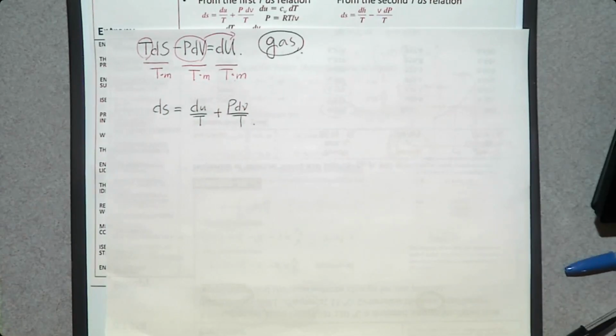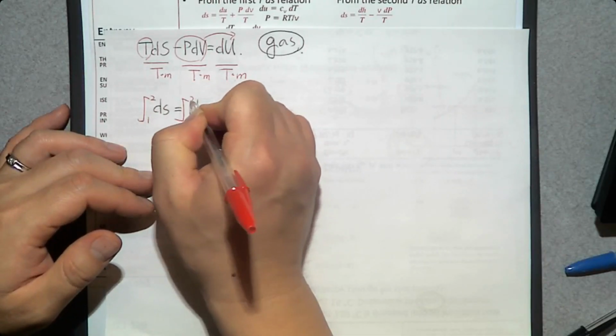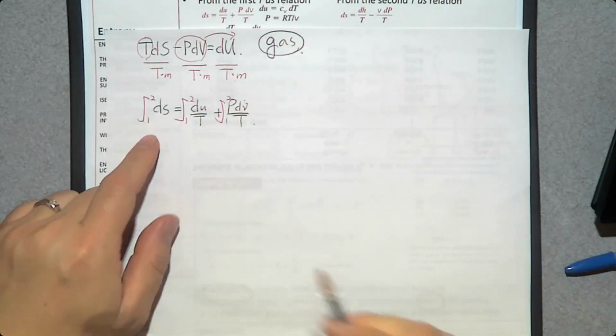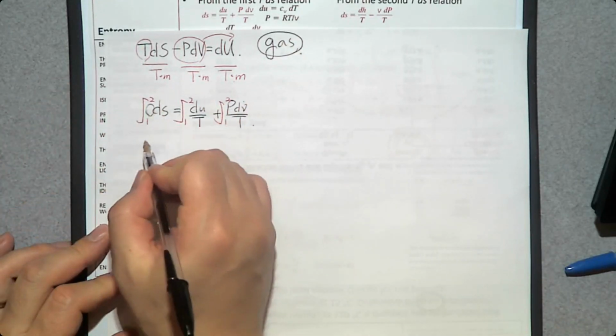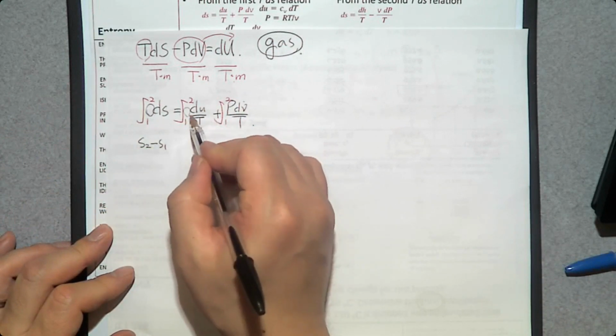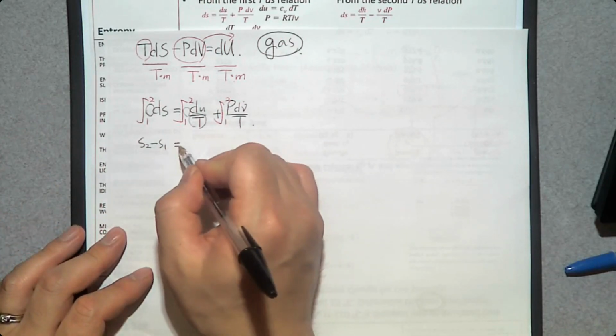Now let's calculate entropy change. How can we do that? We can integrate from 1 to 2. Then the left-hand side is simple. There's nothing here, so it's going to be S2 minus S1. There's nothing here? No, there's a 1 over T. That's a problem. So how can we solve this one?